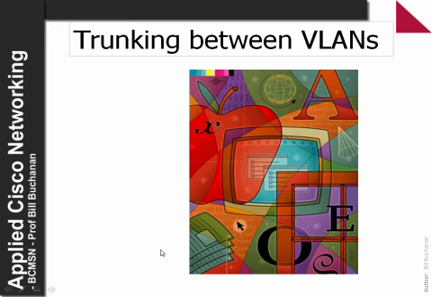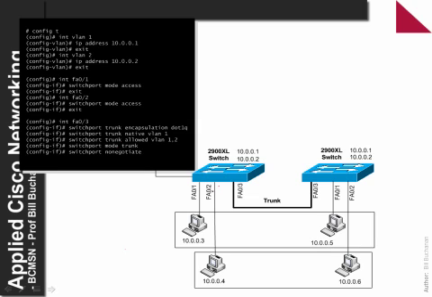So how do we trunk between our VLANs? In this case we have 2 nodes connected to one switch, 2 nodes to another switch, and we're using the third port on each switch as a trunk. So we set up a connection between the two on those ports. We can see here that we define two VLANs, and we can assign them different IP addresses to be able to communicate with them.